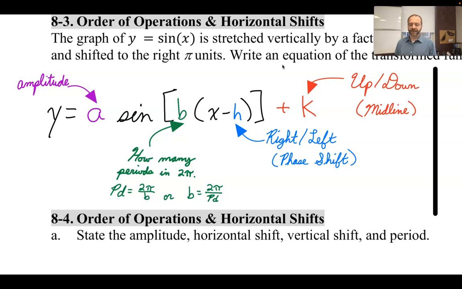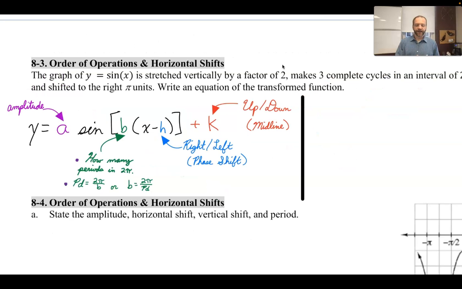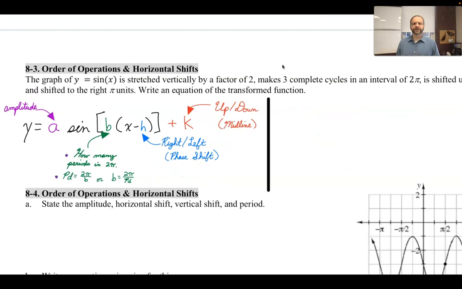So there are two things to keep in mind. A lot of people just focus on this formula and they forget to focus on what that number means. So B is the number of periods in an interval of 2 pi. We apply that by saying that the period is, as an equation, 2 pi over B. They're the same thing. One is in words and one is an equation. Keep that in mind.